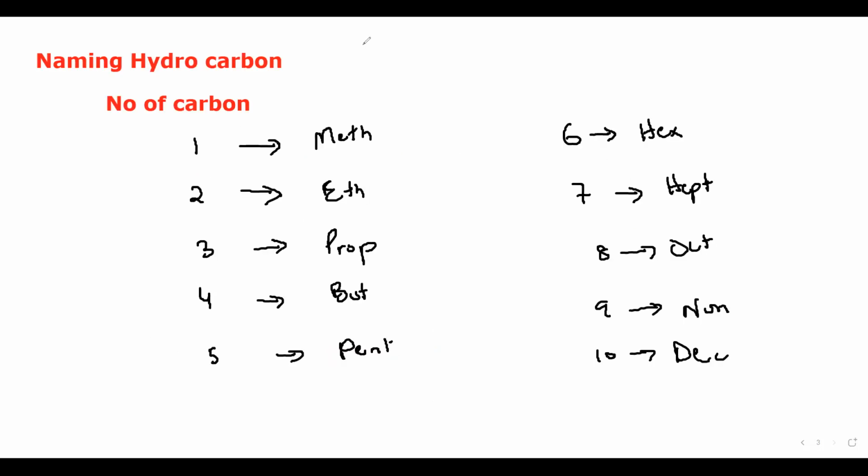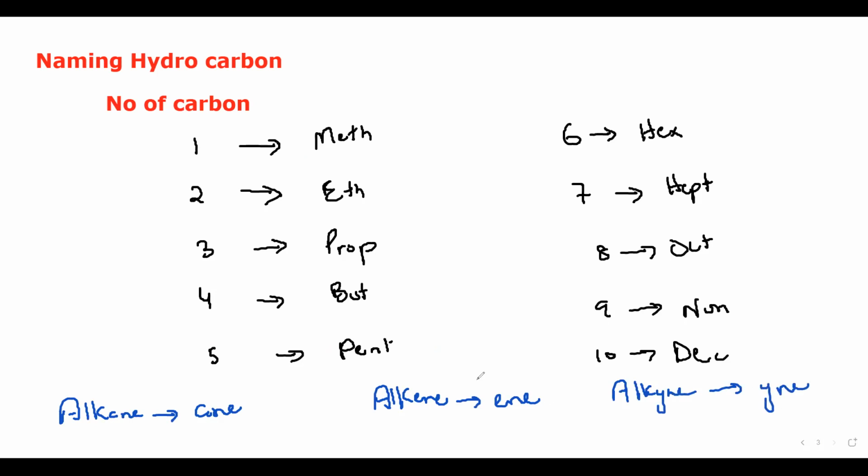If the hydrocarbon is an alkane, the name should end at ane. If the hydrocarbon is an alkene, the name should end at ene. And if the hydrocarbon is an alkyne, the name should end at yne.